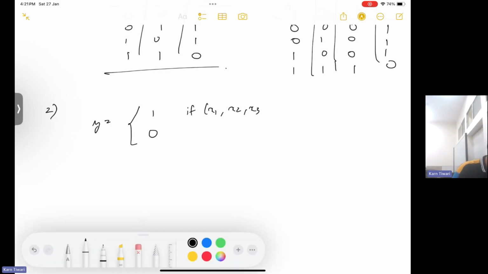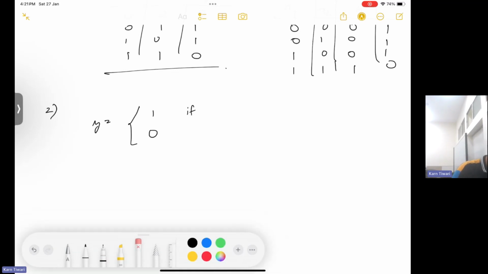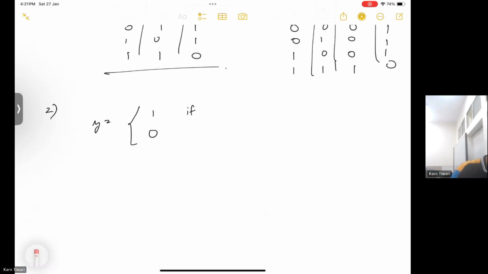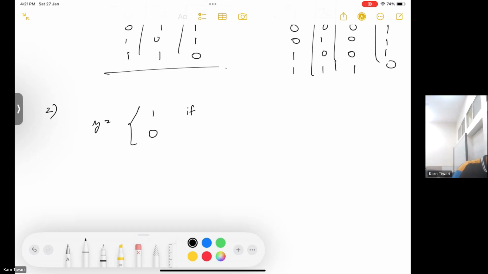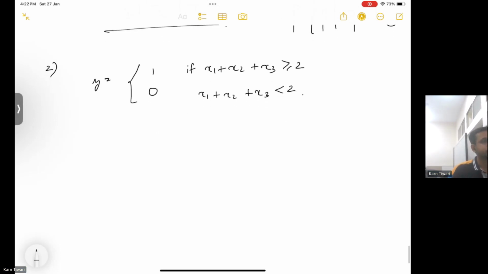Okay, that's my mistake. So it's just an addition. It's 1 if x1 plus x2 plus x3 is greater than or equal to 2, and 0 if x1 plus x2 plus x3 is less than 2. Otherwise, that is how an MP neuron is defined.